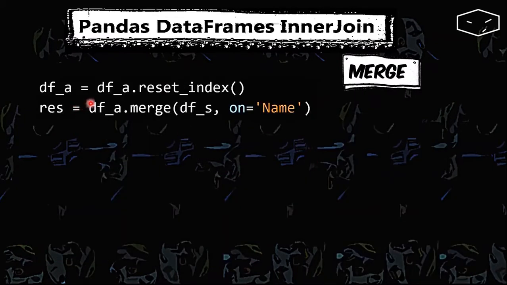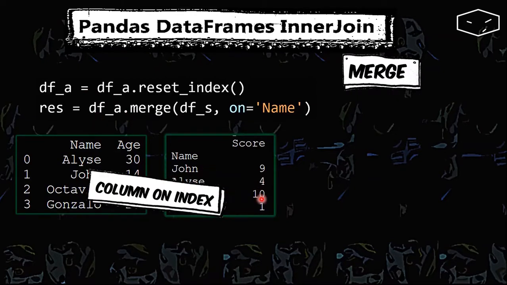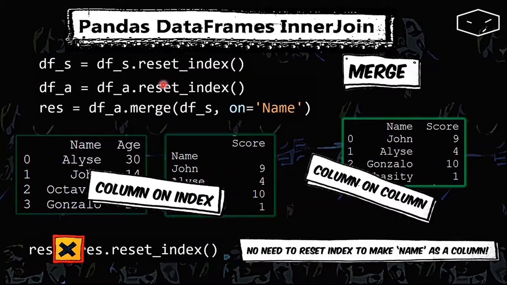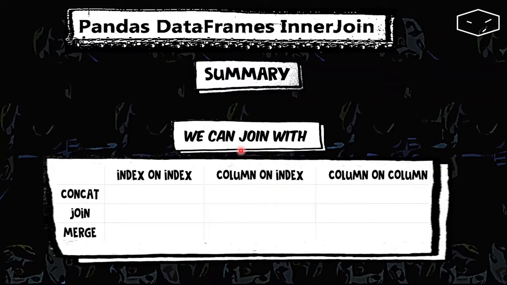Also, we saw that if we reset the index of the age data frame, we get a column on index join, okay? Because the age DataFrame is the one that calls merge, we don't need to reset the index. Name is already a column in the age DataFrame, so in the result it will be a column. Also, we saw that if we reset the index of the score DataFrame, we get a column on column join. Just a final thing here, we can join with index on concat, join and merge, column on index on join and merge, and column on column, just the merge, okay?